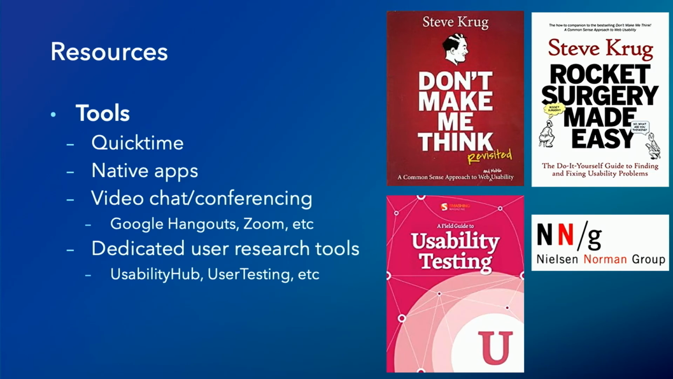Things like Usability Hub, UserTesting, Optimal Workshop. There's all kinds of tools out there. Sometimes they can get a little spendy, but they also have more flexible pricing. Some of them are pay per study, and you can just do a one-off quick thing for like $100 or something like that.